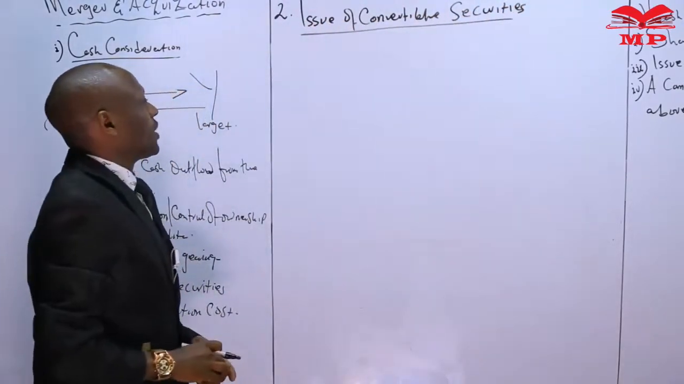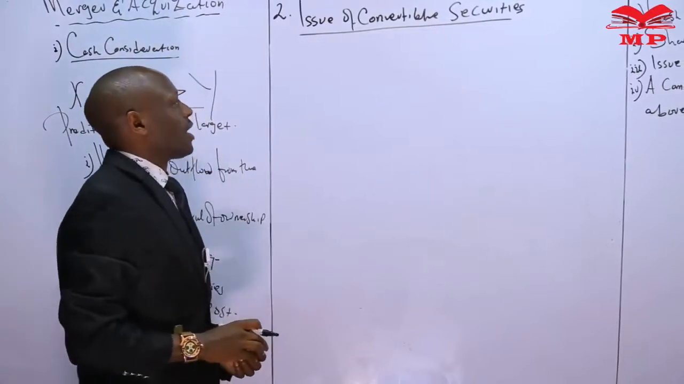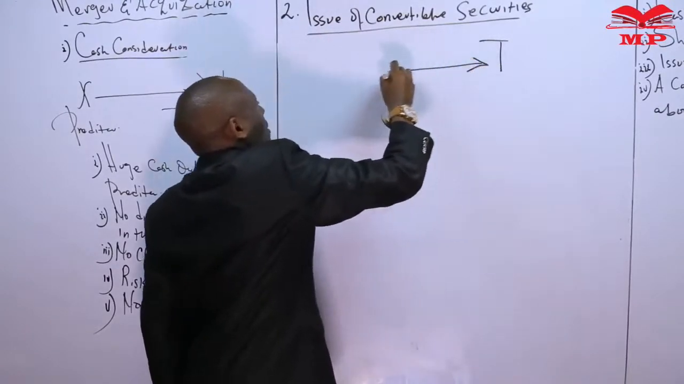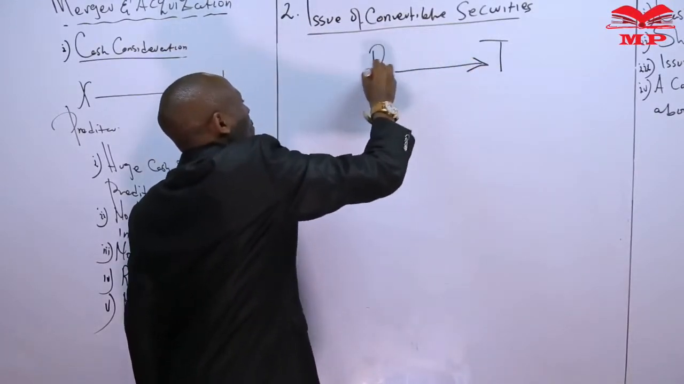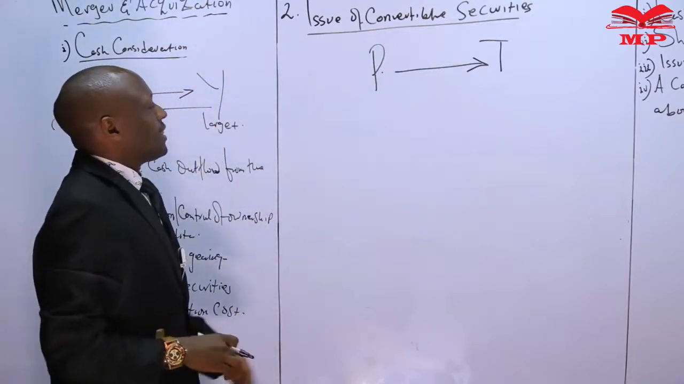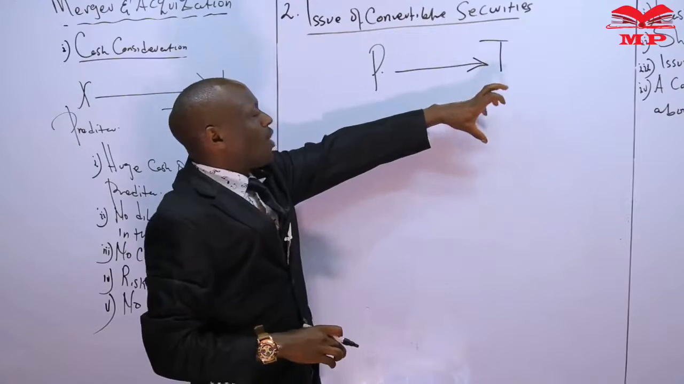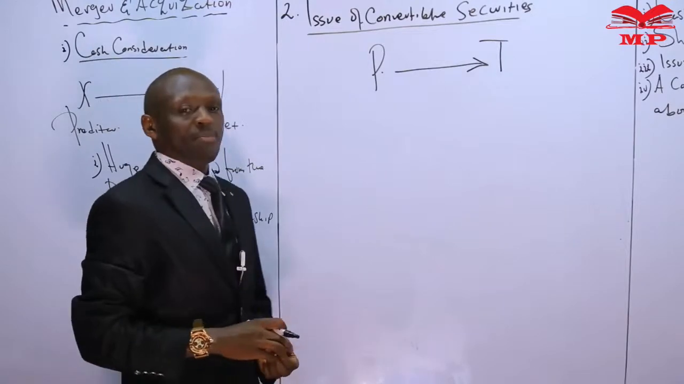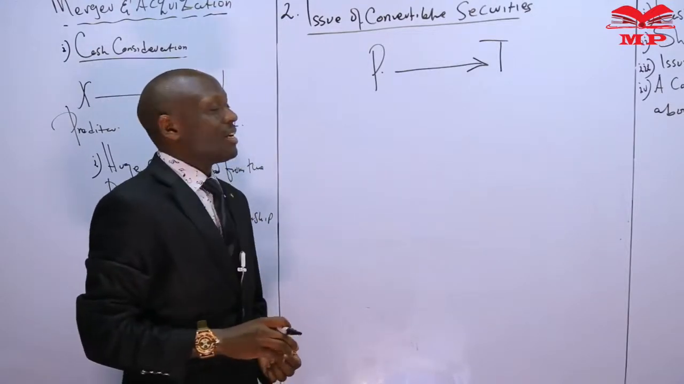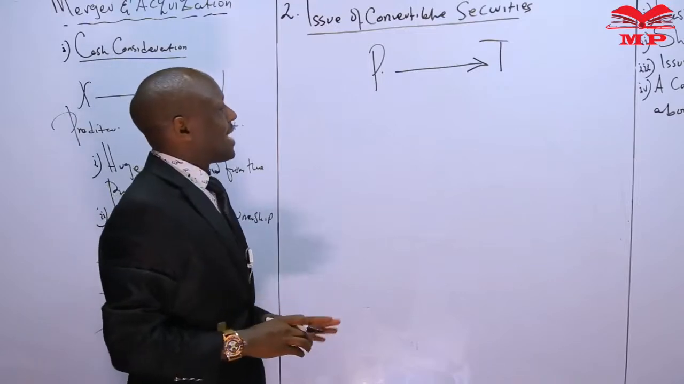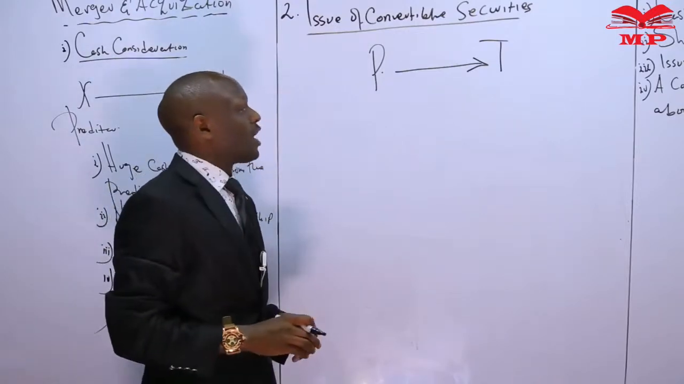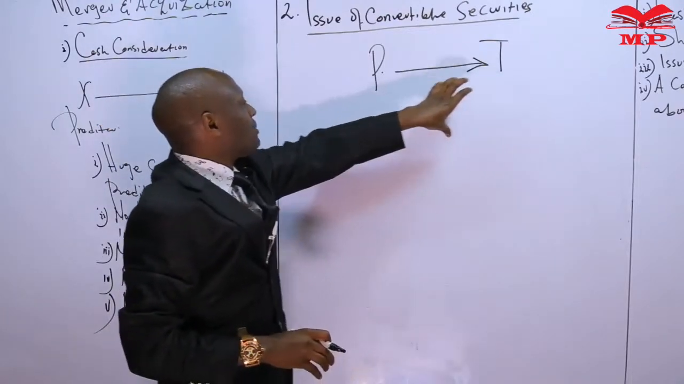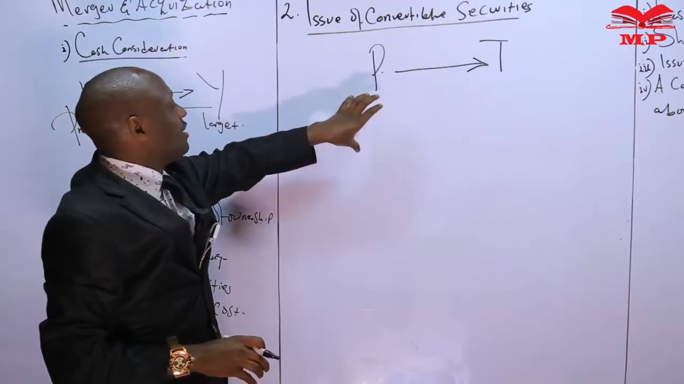Now, the convertible securities, this is where the shareholders in the target are issued some securities from the predator entity. The shareholders in the target entity will forgo their equity in this firm, and they are given securities like debentures, like preference shares, like loan stock, such that after the merger or acquisition, the shareholders in the target become lenders in the predator.